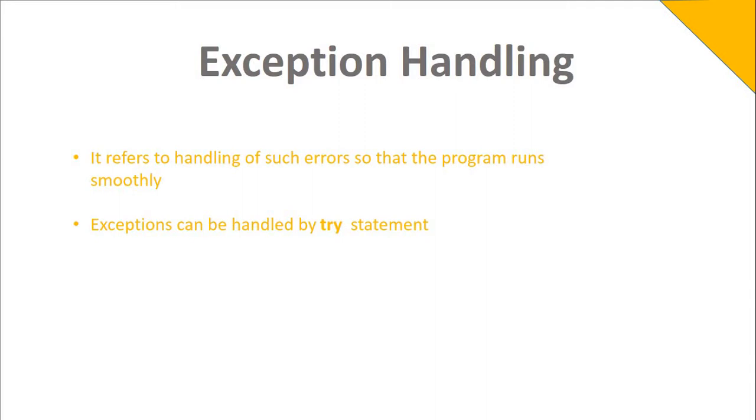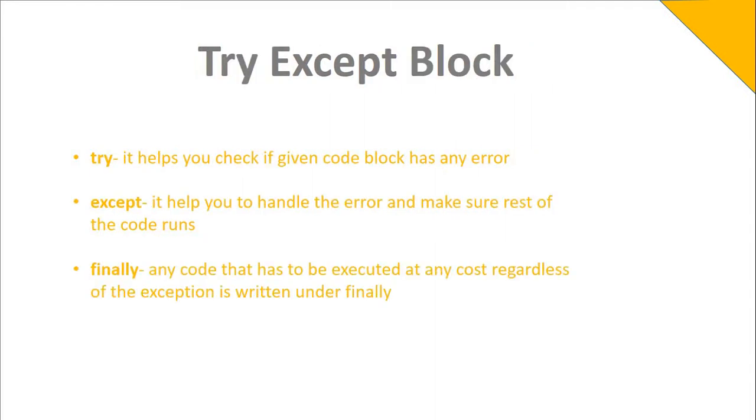Exception handling can be done by the try except statement in Python. Let's see what the try except block is. There are three parts of this block: try, except, and finally. The try block helps us check if a given code block has any error or not. Except helps us handle the error and make sure the rest of the code runs. And any code that has to be executed at any cost regardless of the exception is written under the finally block. So these three statements will help us handle errors. Let's jump into our IDE and see how it's done.